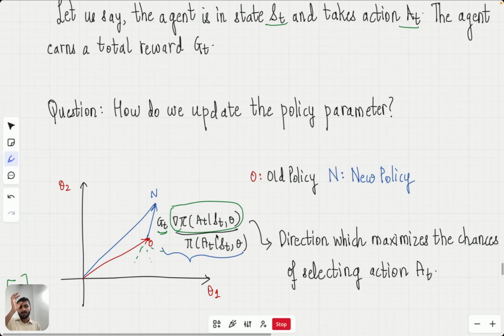And the reason it's divided by pi is because we don't want to give too much importance if the agent keeps on visiting that particular state. If the agent keeps on visiting a state a lot of times, then g of t into grad pi will keep on increasing, increasing, increasing. And the reason it increases is not because g of t is higher, but because my agent is just reaching that state more number of times. So I will penalize that. I will penalize the number of times my agent is reaching that particular state, and that is why it is divided by this pi of a_t given s_t.